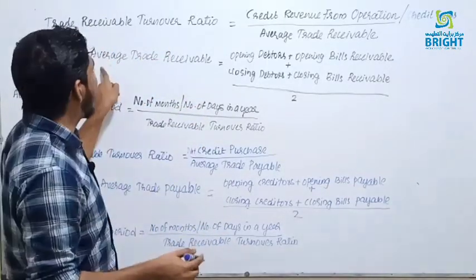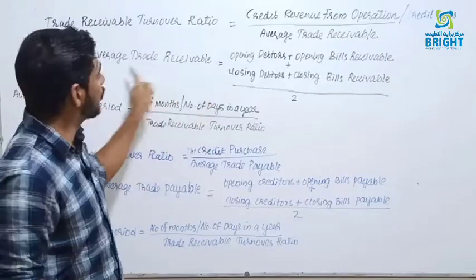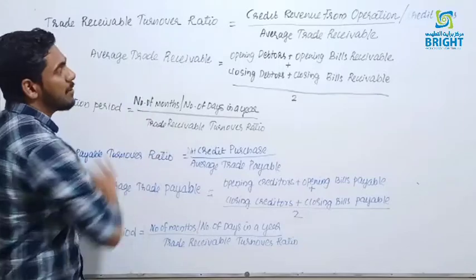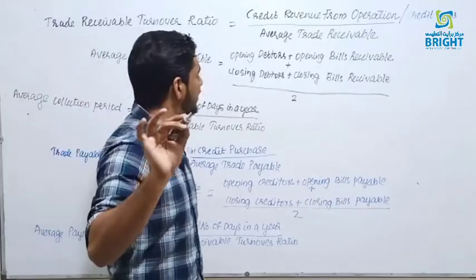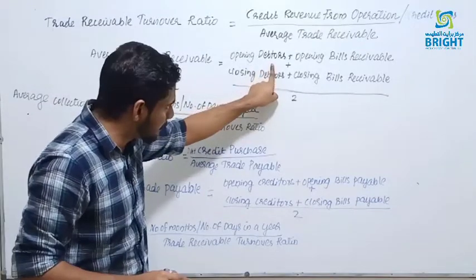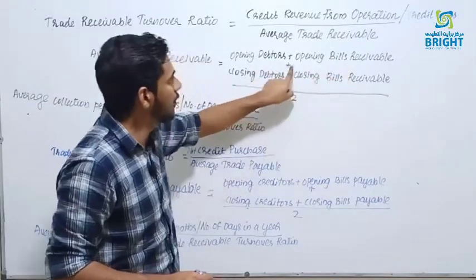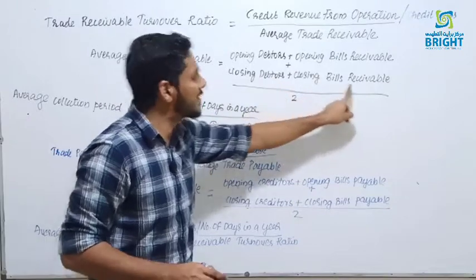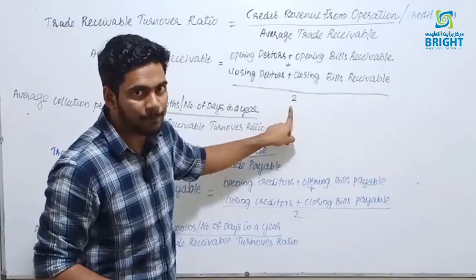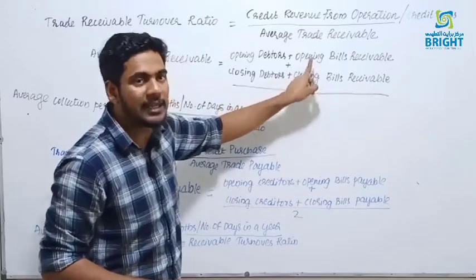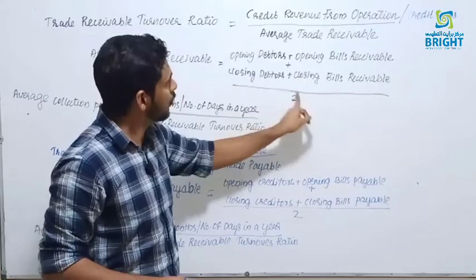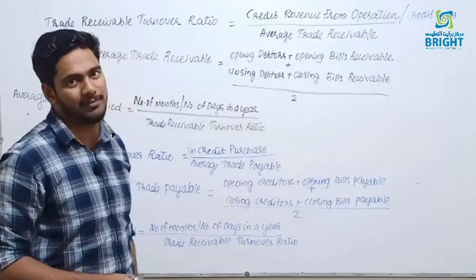Then one more thing, average trade receivable. How to find average trade receivable? I already told you trade receivable consists of debtors and bills receivable. So average trade receivables is opening debtors plus opening bills receivable plus closing debtors plus closing bills receivable divided by 2. This is trade receivables at the beginning plus trade receivables at the end divided by 2.